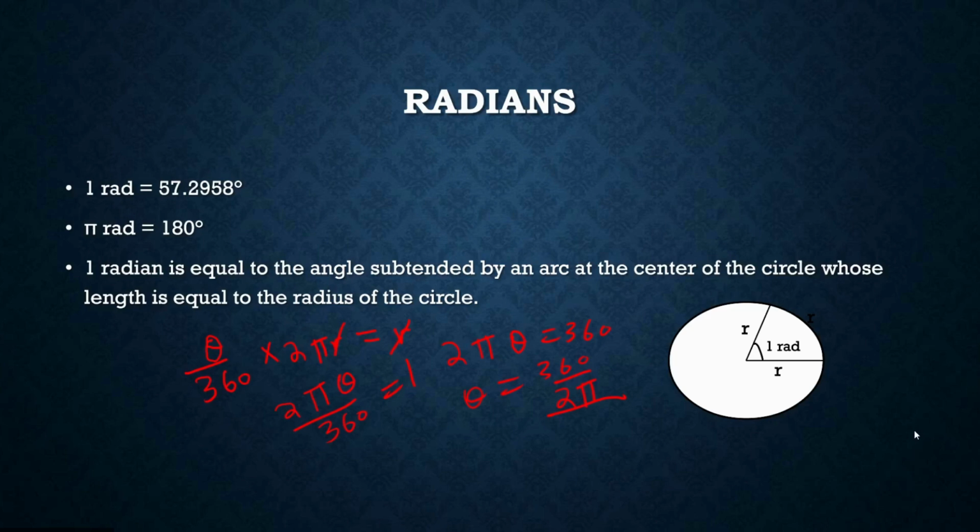So this is what the radian is basically, and this will be used throughout this whole chapter. You can just memorize this: pi rad is equal to 180 degrees. This will make everything very simple.